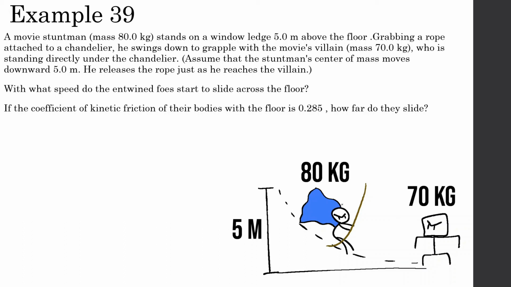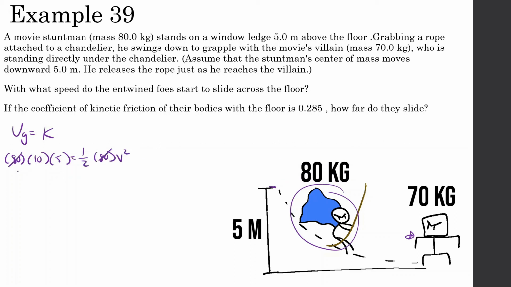So the first thing we want to do with this person that's flying in is to know how fast he's going right before he hits this villain. So again, what we're going to use is conservation of energy. He has all potential energy at the ledge, and then right before he hits, it turns to all kinetic energy. So we have the mass, which is 80, gravity, which is 10, he's 5 meters high, and it's equal to 1/2 mass, 80, v squared. 80 cancels out. Let's get v, and that's going to be equal to the square root of 100, which is 10 meters per second.